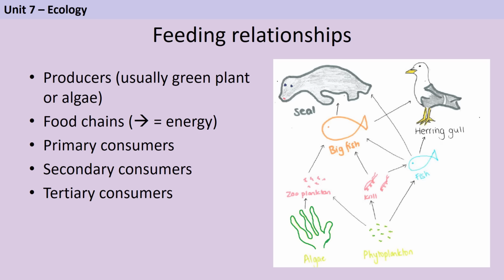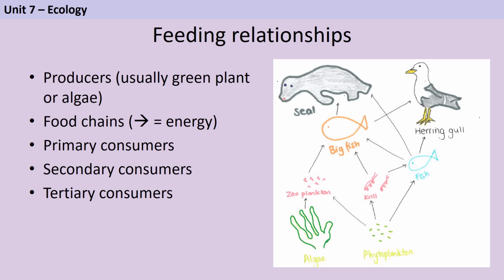Anything that isn't a producer and needs to eat its food is called a consumer, and we give them different names based on which trophic level they're at. So herbivores, which eat producers, are called primary consumers because they're at the first trophic level, they're the first thing that does the eating. So here in this example, our zooplankton and our krill would be primary consumers because they are consuming the algae and the phytoplankton. Then the secondary consumer is something that eats a primary consumer, so it could be our big fish here. And a tertiary consumer is something that eats a secondary consumer.